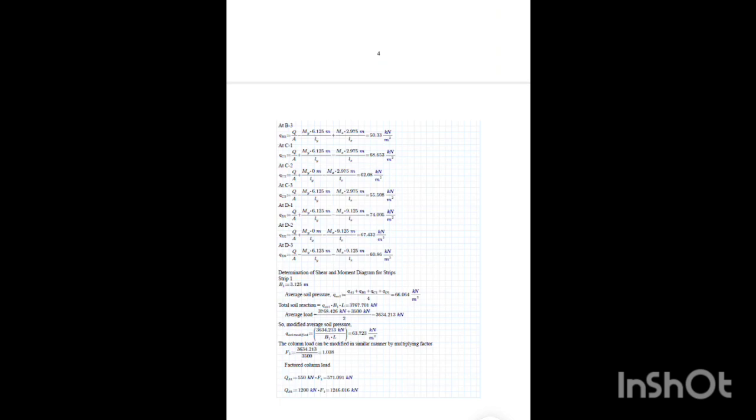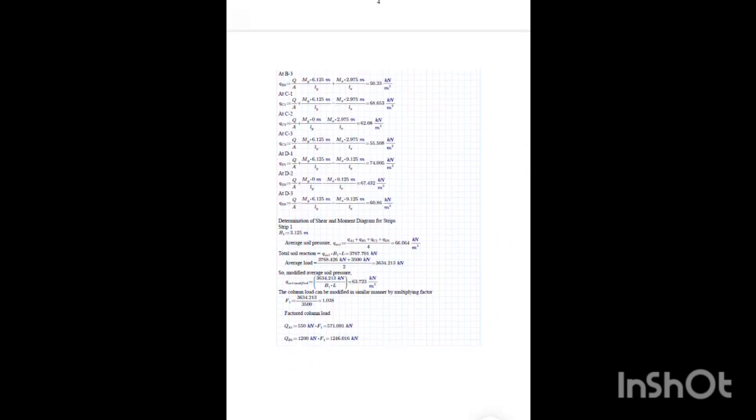At C3, QC3, we will get 55.508 kilonewton per meter square. At D1, QD1, we will calculate and get 74.005 kilonewton per meter square. At D2, QD2, we will get 67.432 kilonewton per meter square. At D3, QD3, we will get 60.86 kilonewton per meter square.